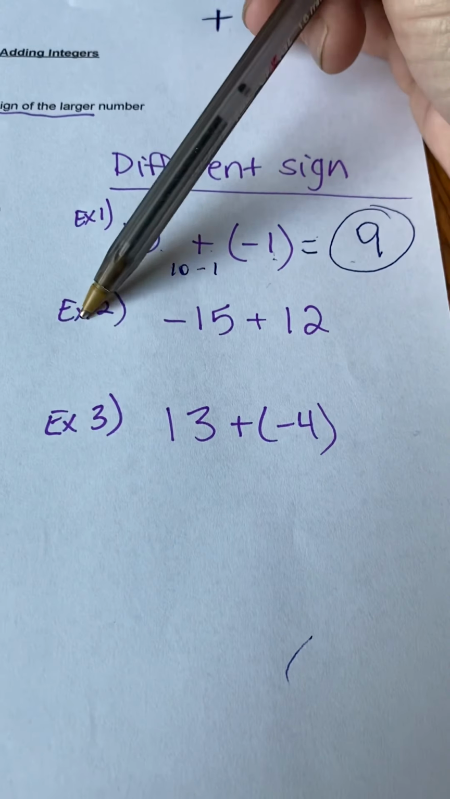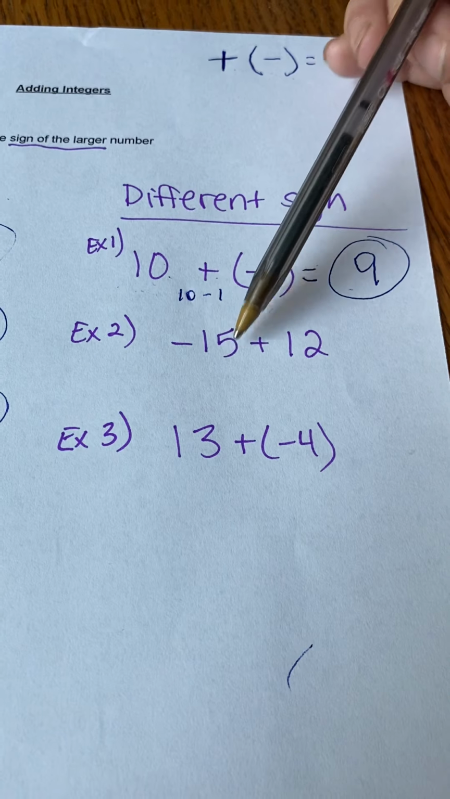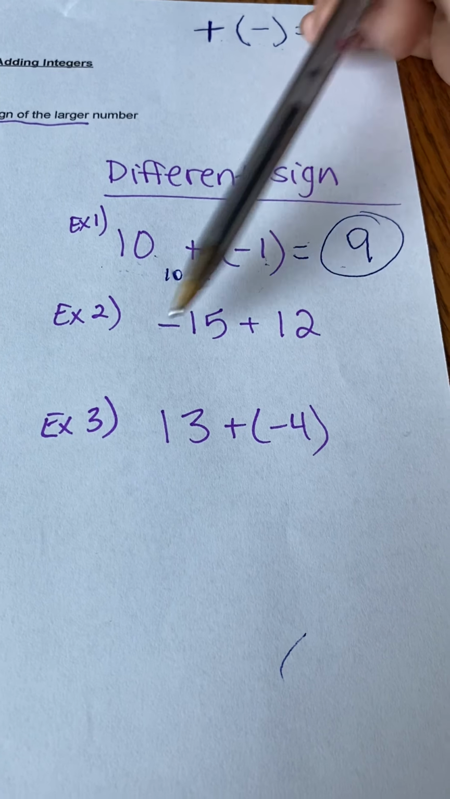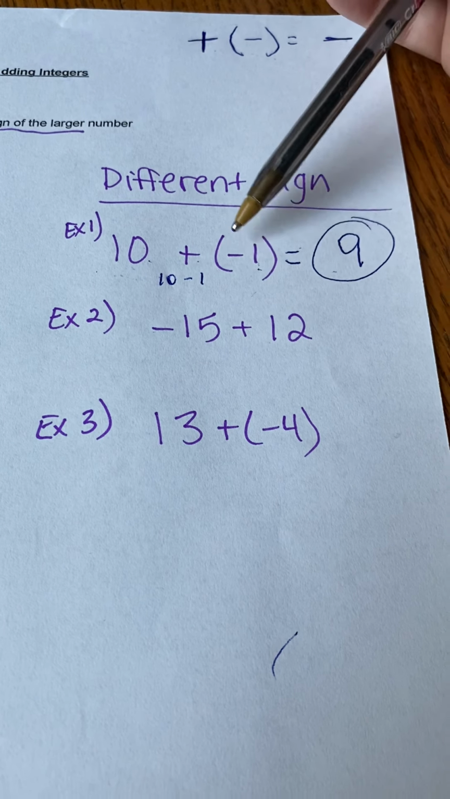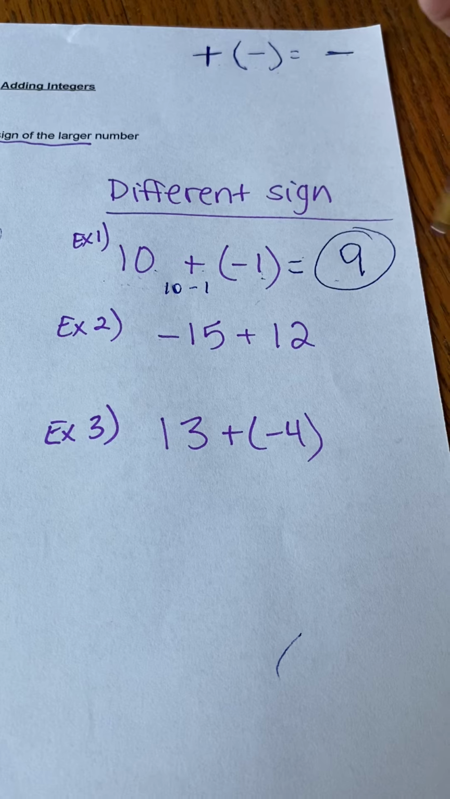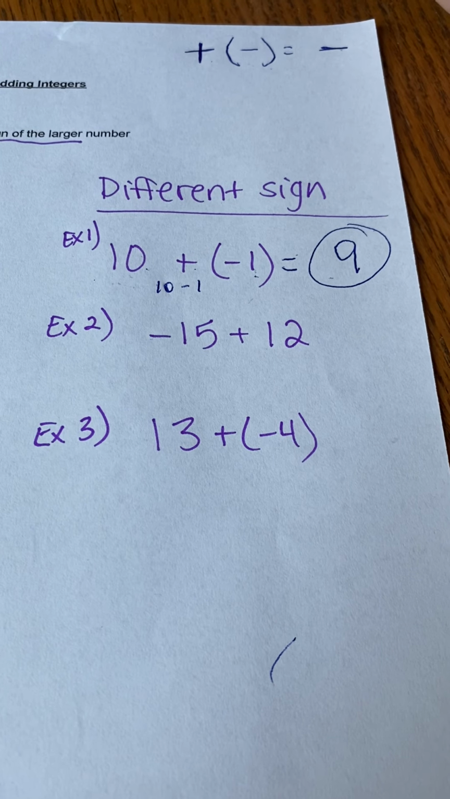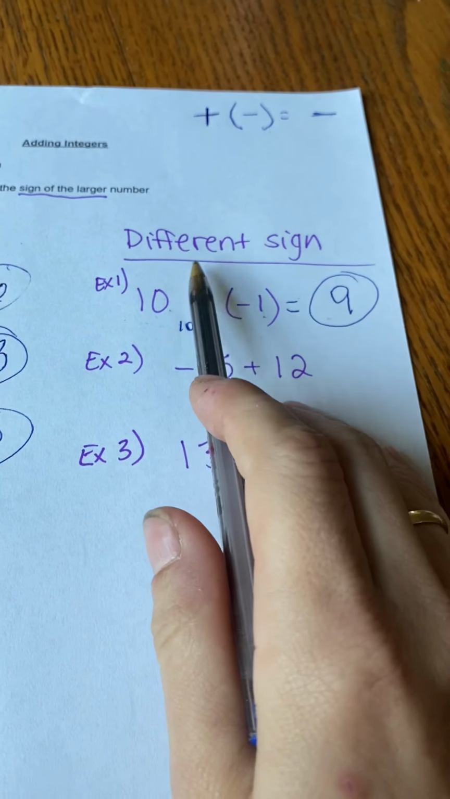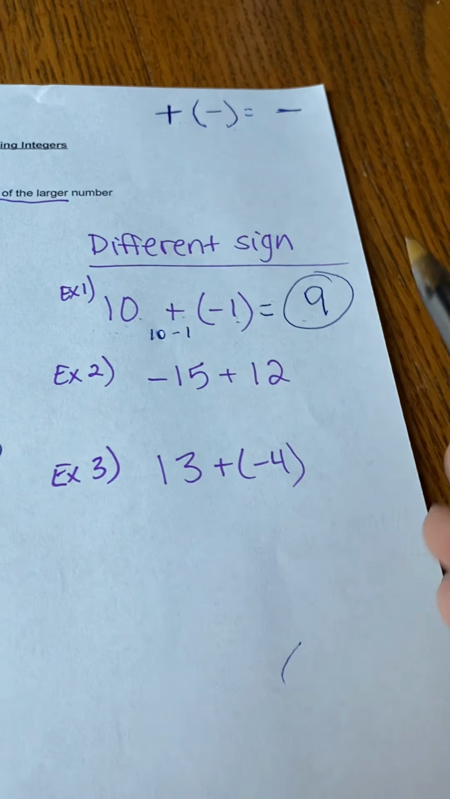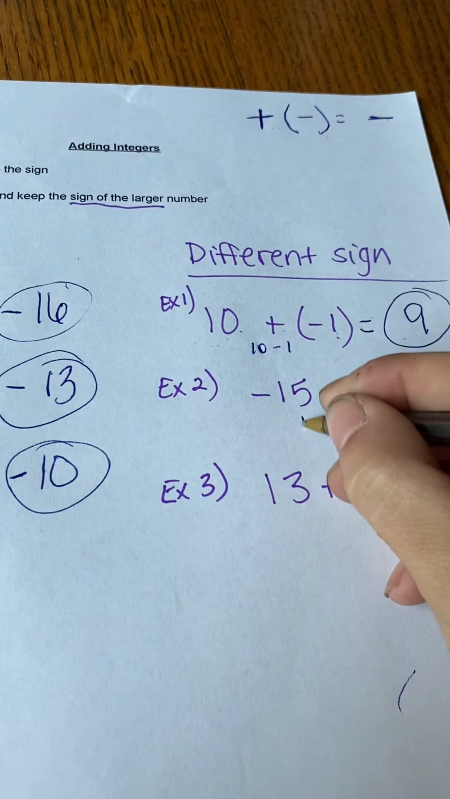Okay, second example. We've got a negative 15 plus 12. One negative, one positive. If we don't see any parentheses around this second number, you automatically know that it is a positive number, okay? So whenever we have different signs, one negative, one positive, when we're trying to put them together, we have to actually subtract them.